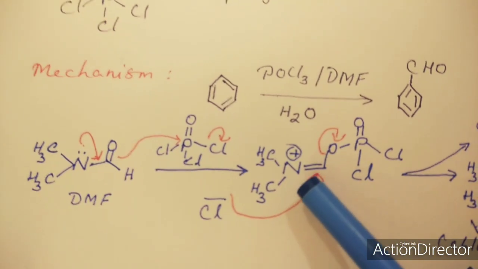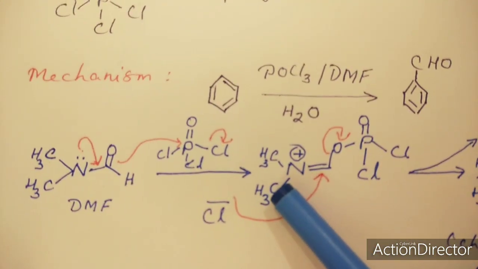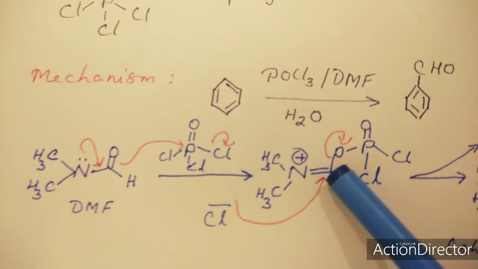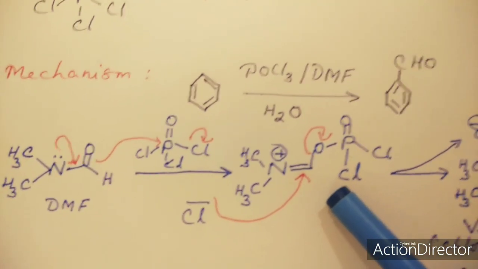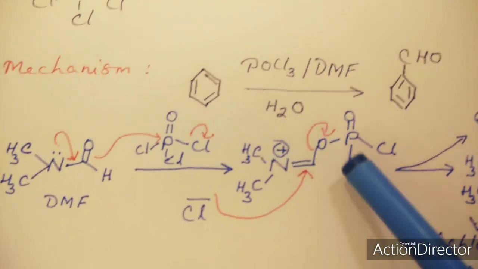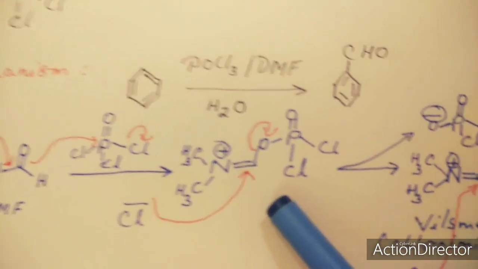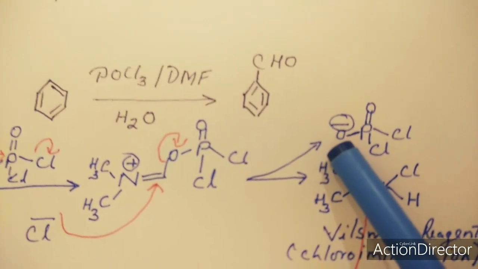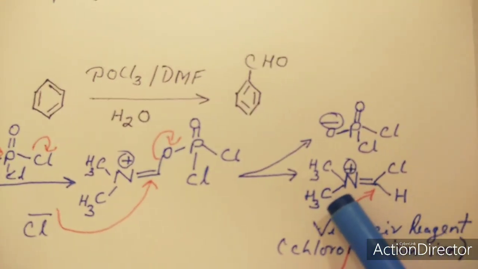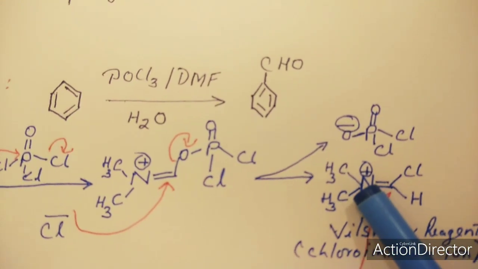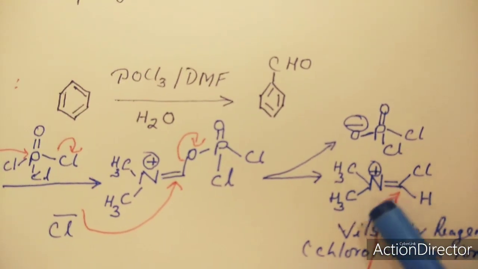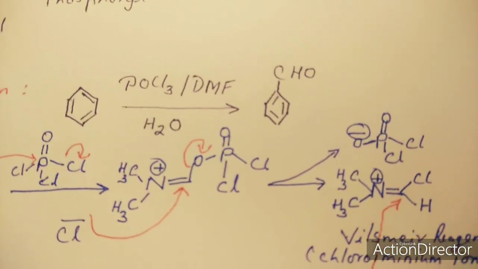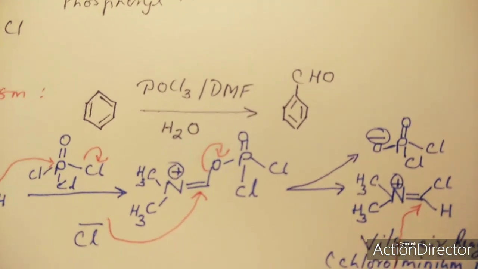Okay, so what will happen because of this? Because of this, we will get CH3, CH3, N, CH double bond, CH, and Cl. Now this entire entity can leave, PO2Cl2, because oxygen has pulled its electron pair. So we have PO2Cl2, and CH3, CH3, N double bond CHCl. And this iminium is known as the Vilsmeier reagent. So we have generated the Vilsmeier reagent.